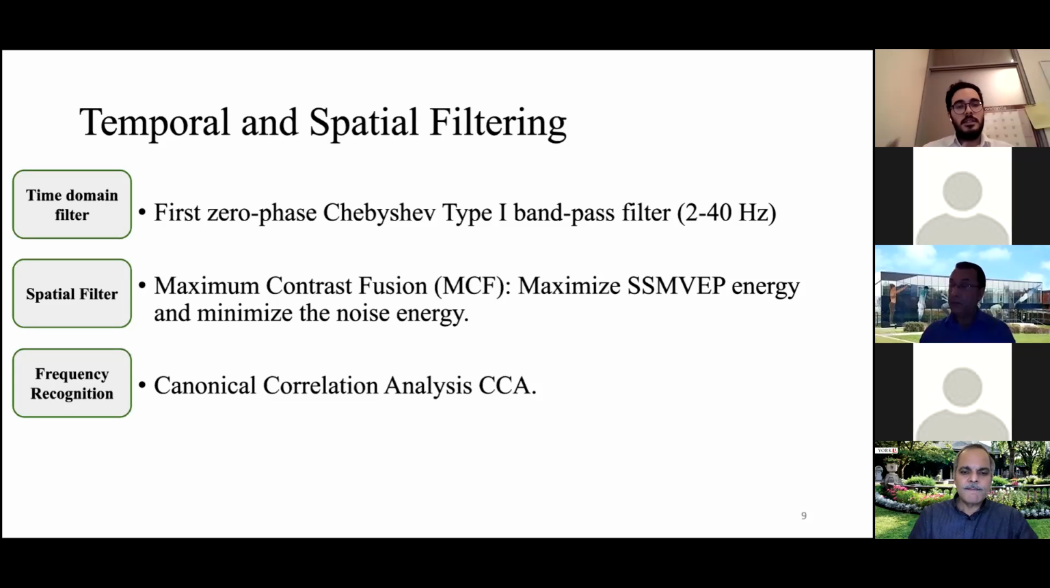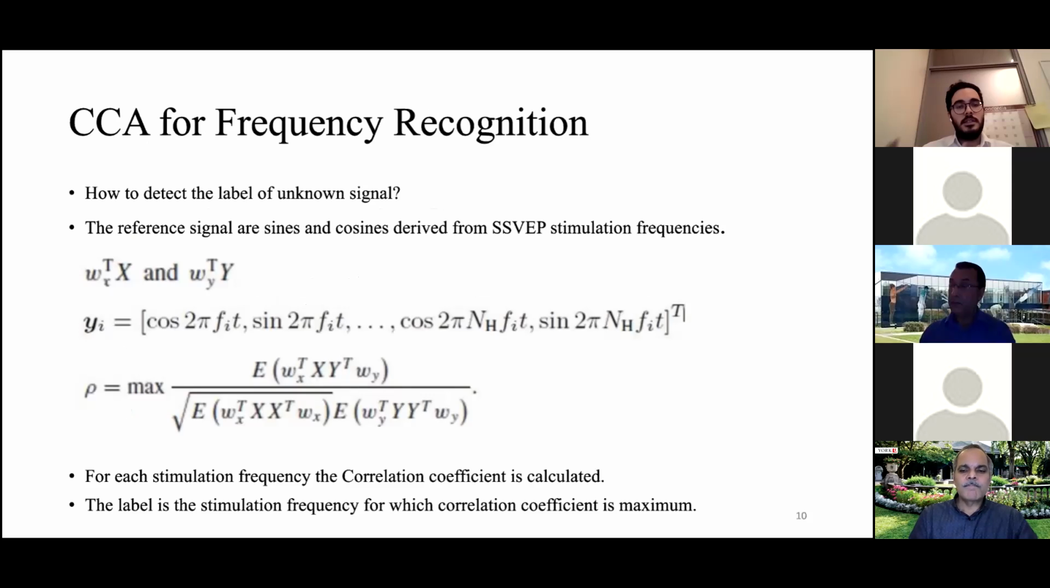Next, we have the frequency recognition block, which is canonical correlation analysis in our case. For the canonical correlation analysis, or the CCA, the question is how to detect the label of unknown signals. We want to label these unknown EEG signals after these preprocessing steps. So we have 2 data sets called observation and reference signal. The reference signals are sines and cosines derived from SSVP stimulation frequencies.